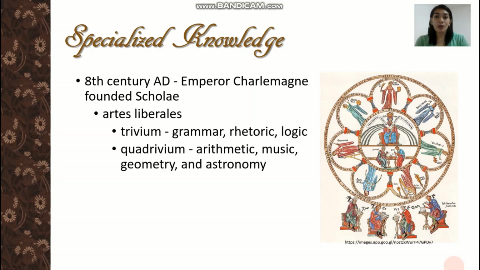Okay, so yung 7 liberal arts were actually divided into 2 groups, the trivium and the quadrivium. Yung trivium was focused on grammar, rhetoric, and logic, while the quadrivium focused on arithmetic, music, geometry, and astronomy. Okay, so nakita nyo ba? Ano yung common sa trivium? Ano siya? More of related sa literature.